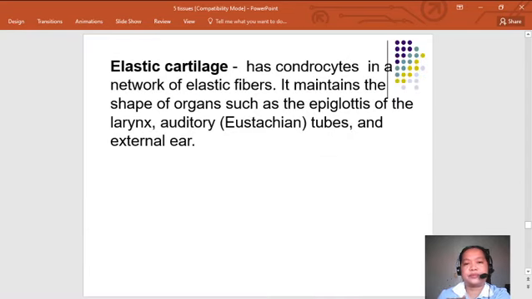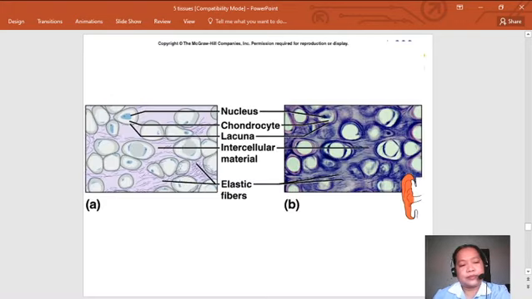Next. Elastic cartilage has chondrocytes in a network of elastic fibers. It maintains the shape of organs such as the epiglottis, larynx, auditory eustachian tubes and external ear, or your pinna. So this is how it looks like. So the chondrocyte, and these dark fine fibers are the elastic fibers.